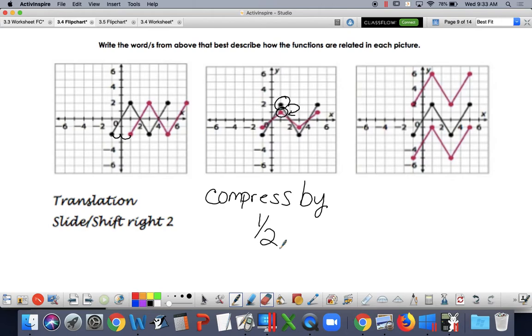All right, this next one, we've got too many. Let's just kind of erase this first one, this top one. I'm going from the black to the pink. What did I do? I went down. So, see, you guys are already seeing it. All I'm going to do is add the fancy term. Translate down, was it 1, 2, 3? 3.